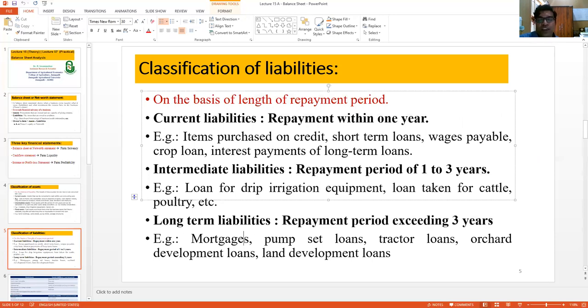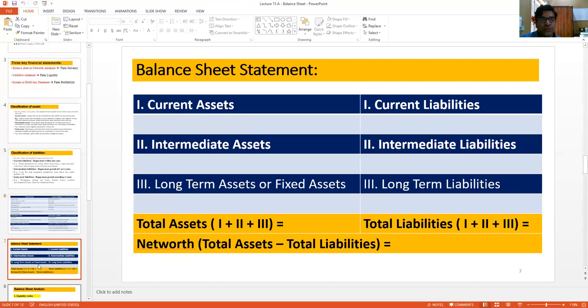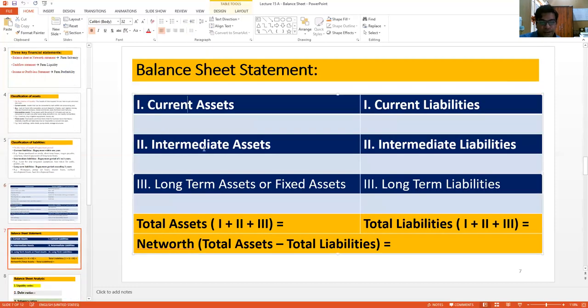In long-term liability, we have mortgages, pump set loans, tractor loans, orchard loans, all those things, right? Once you know the examples, you have to prepare a financial statement. In that statement, you should have current assets, intermediate assets, and long-term assets. Similarly, we have current liabilities, intermediate liabilities, and long-term liabilities.